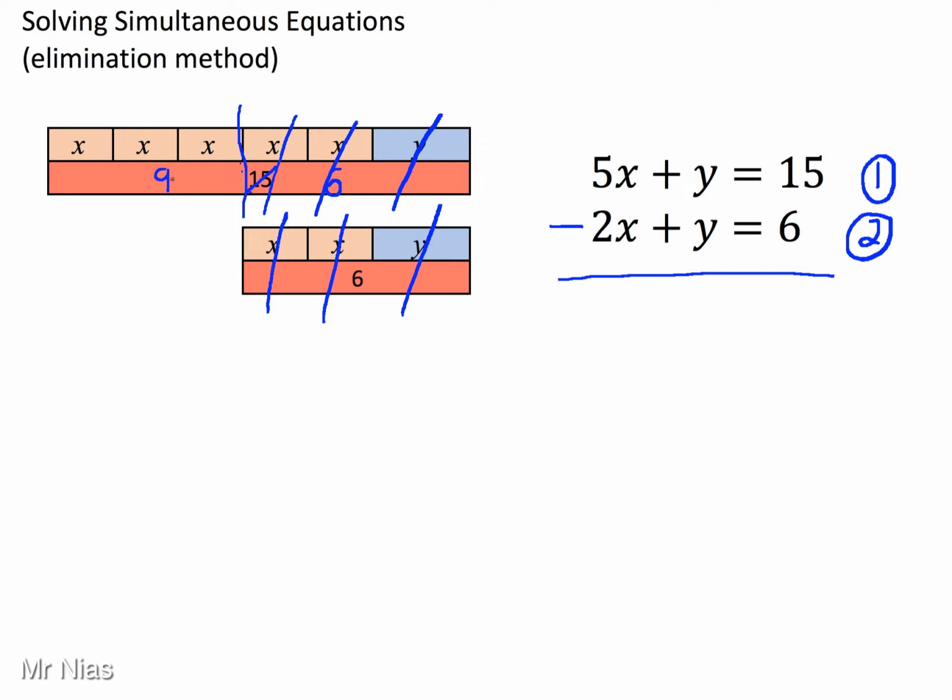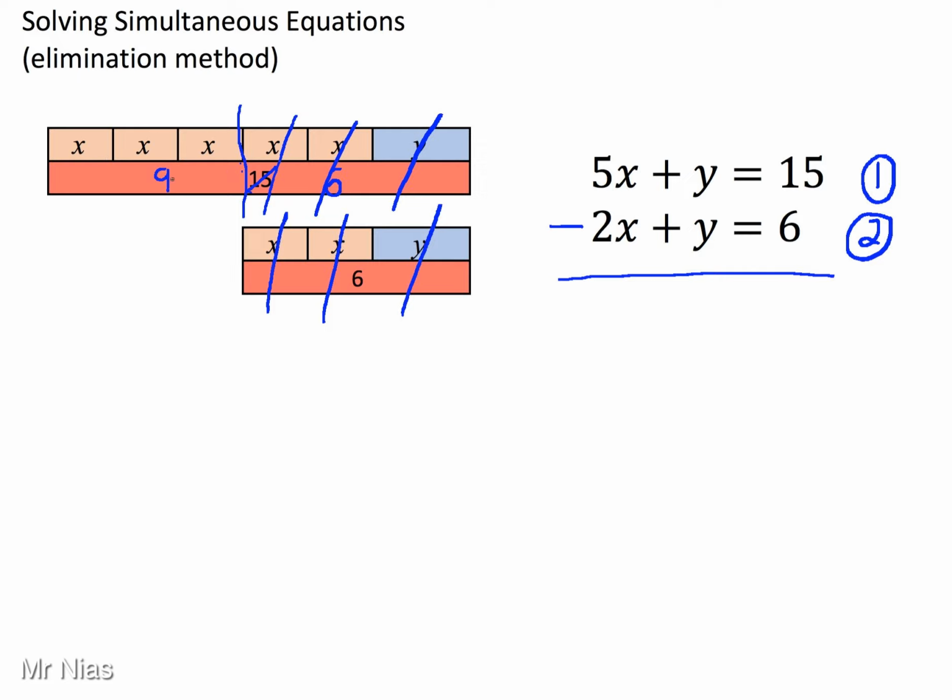Now let's see how that matches the algebra. So over to this side, I've got 5x, and I want to take away the bottom equation from it. So I can do this in columns. I do my 5x, take away my 2x, leaves a total of 3x. I've got a y here, and I'm going to take away a y. Well, y take away y leaves nothing. I'll put in my equal sign, which of course means the same as, and I've got 15, take away 6, leaves 9. So I've actually got 3x equals 9, the same as my picture over here. 3x is the same as 9.